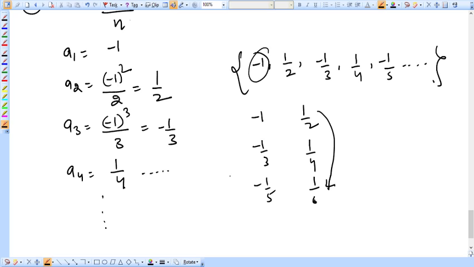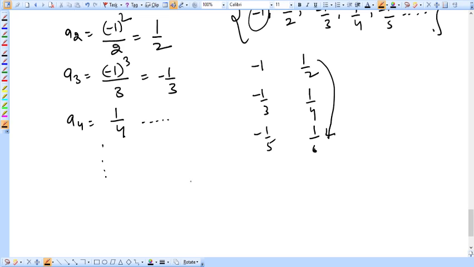If you draw it on the real line, here lies minus 1 and here is 1. So this is a1. And what is a2? a2 is this number, half. Okay, so this is 0, and a2 is somewhere here, it is half.